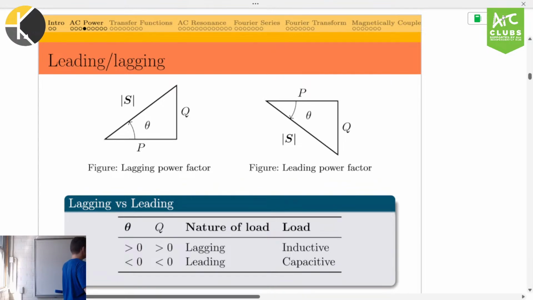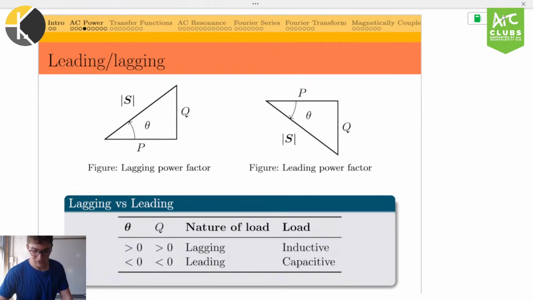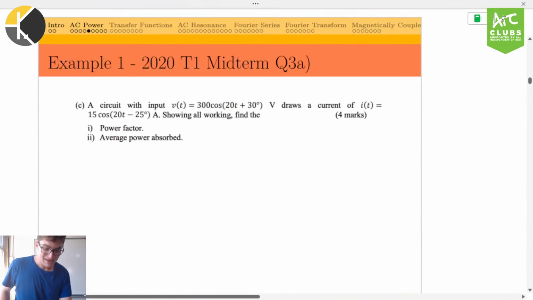So if you have S and theta is positive, you've got an inductive load, and the nature of the load is lagging. If you've got theta less than 0, it's leading, and it's capacitive. Okay, any questions there? No? Okay, we'll move on to an example.